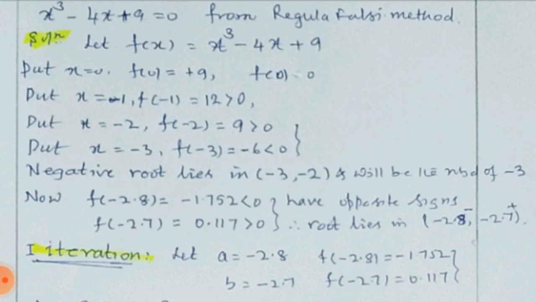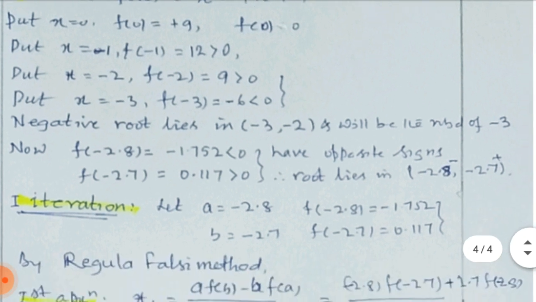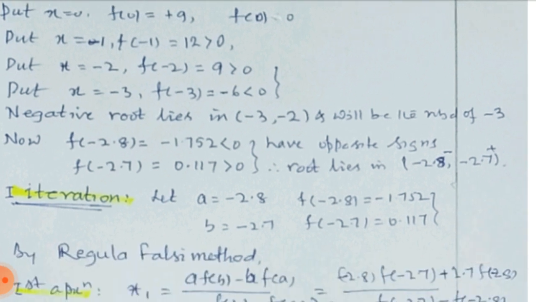Just make the difference 0.1. b minus a is equal to 0.1. So go on substituting for that once again: 2.1, 2.2, 2.3, like this. Lastly, put x is equal to minus 2.8. f of minus 2.8 is equal to minus 1.752. It is negative.